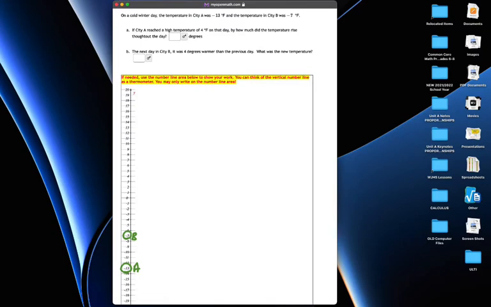First question is, if city A reached a high temperature of 4 degrees on the day, by how much did the temperature rise throughout the day? So what is being stated here is that city A has a high temperature of 4 degrees right there. And the question is, how much did it rise throughout the day? So we're going from here all the way up to there. That would be a rise of 17 degrees.